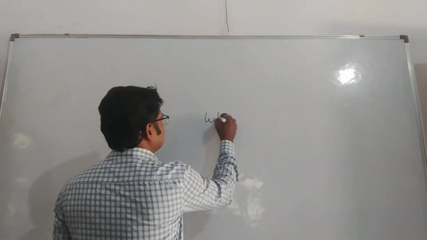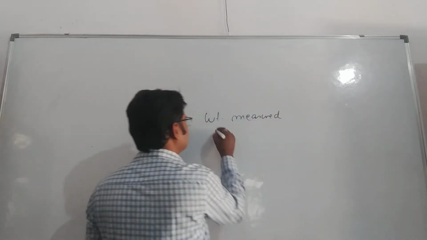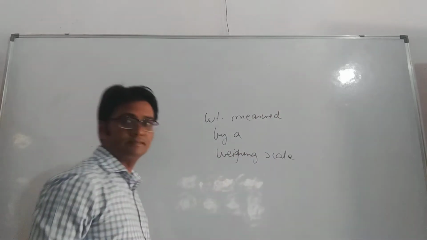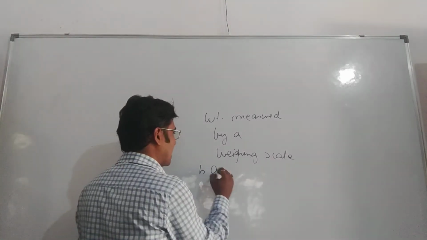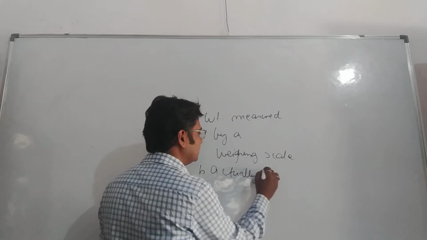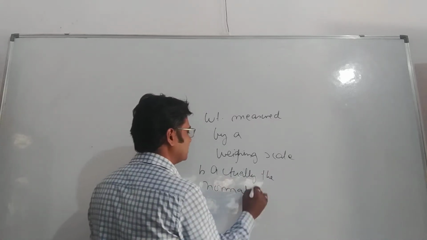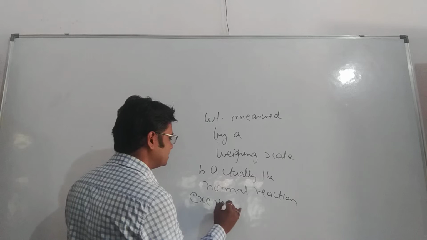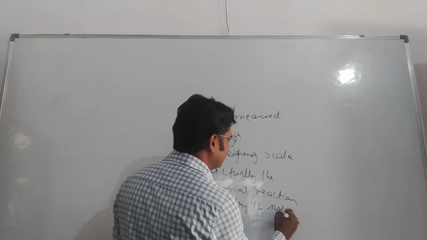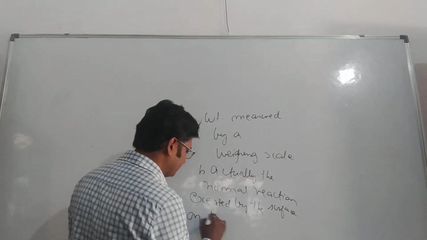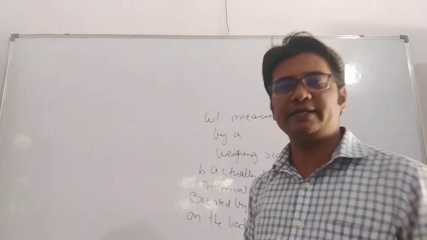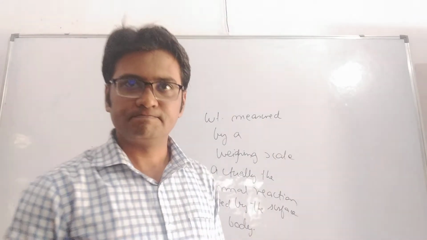Okay, so we see that the weight measured by a weighing scale is actually the normal reaction. Yes, this is actually the normal reaction exerted by the surface on the body. Very nice. Okay, it is actually the normal reaction being exerted by the surface on the body on which it is kept. Fine. Now see.